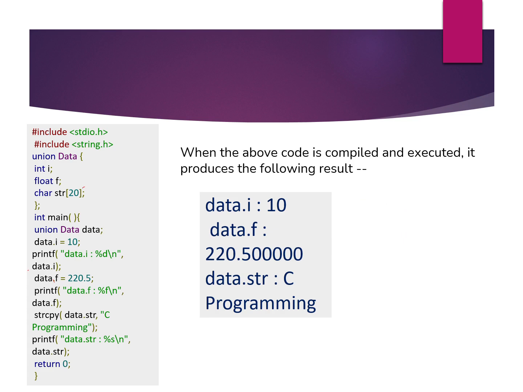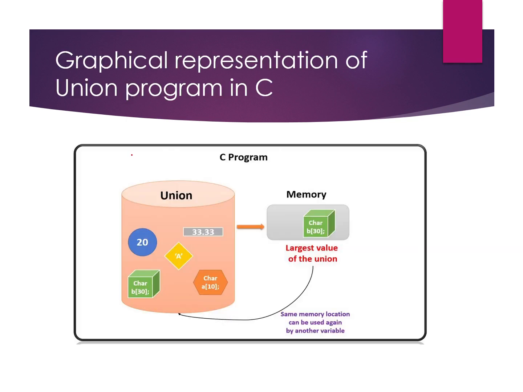So this is what happens when you try to access all the variables of this union together. You will see that the information in the variables will get corrupted, and only the information in the last variable will get stored. So this is the difference between union and structure.